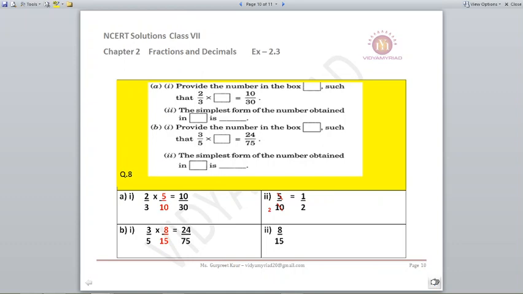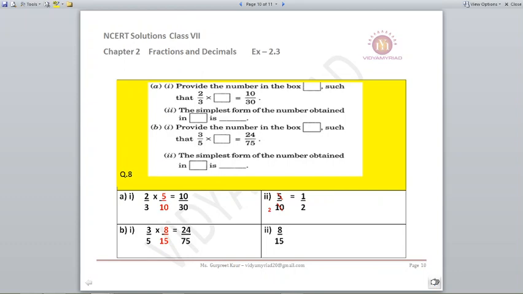Now they are saying make it into the simplest form. Now 5/10, they both are divisible with 5. So my simplest form is 1/2. Simplest form also means its lowest term if it is further divisible.